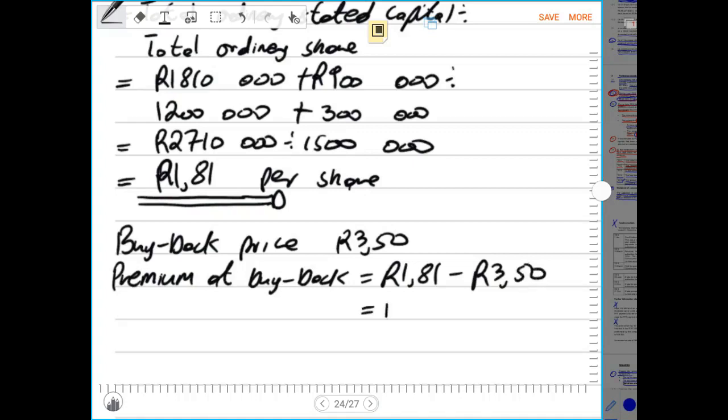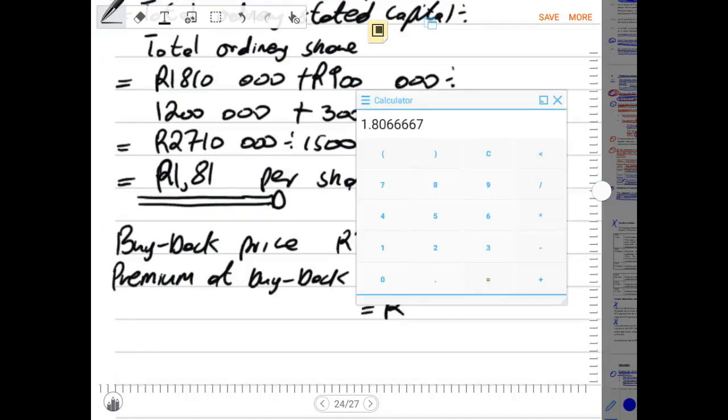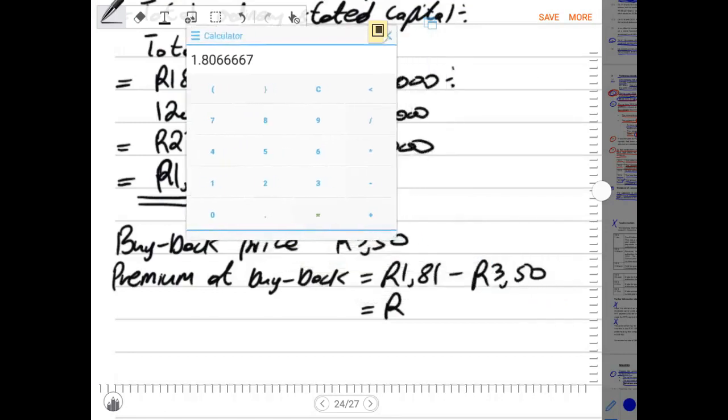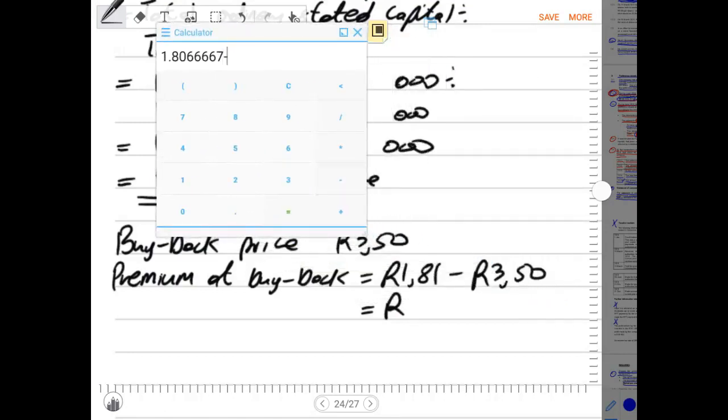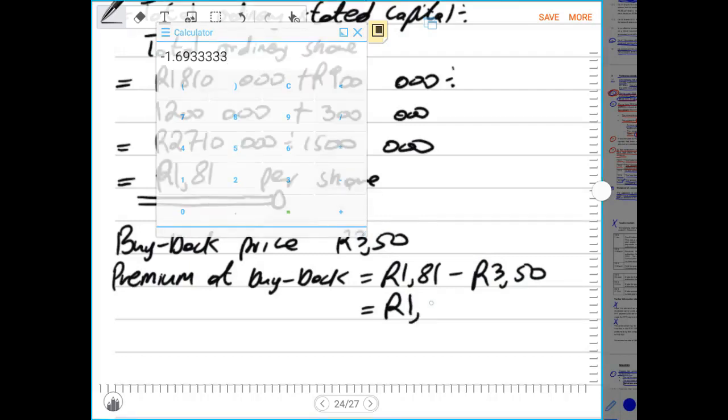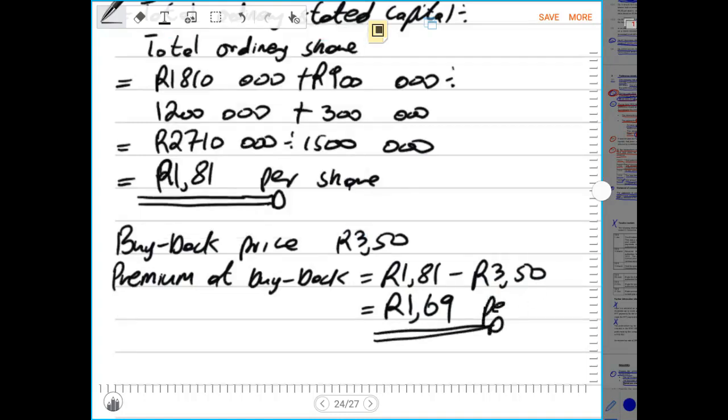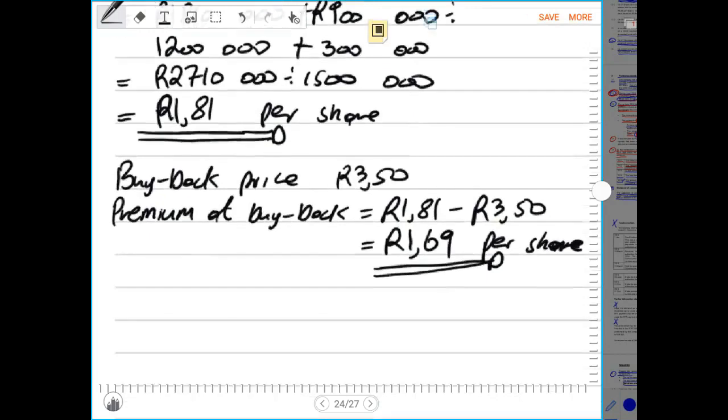Then now if we subtract those two, we'll get to the premium on the buyback. That means 1 rand 81 minus 3 rand 50 cents. This will give us an amount of 1 rand 69 cents, which is the premium at buyback. So now this is the premium per share, because it is in rands.